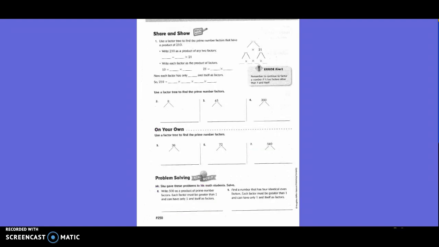All right. Next, use a factor tree to find the prime number factors that have a product of 210. Write 210 as the product of any 2 factors. So we're going to write 210 up here. Okay? So anything with a 0 at the end means that it was multiplied by a multiple of 10. And in this case, we would put 10 here, right?